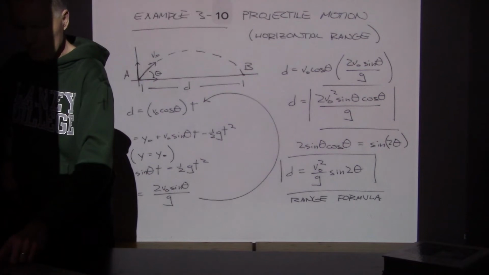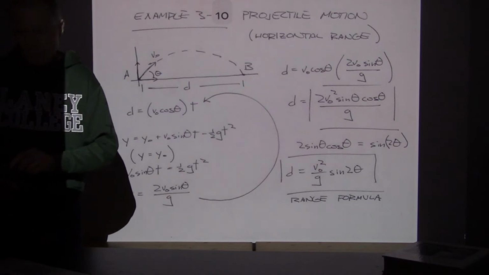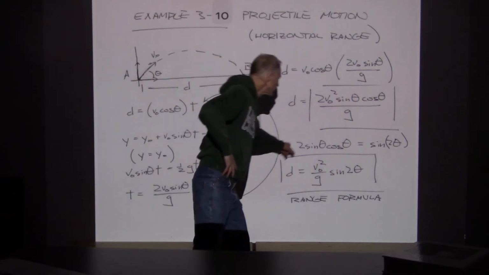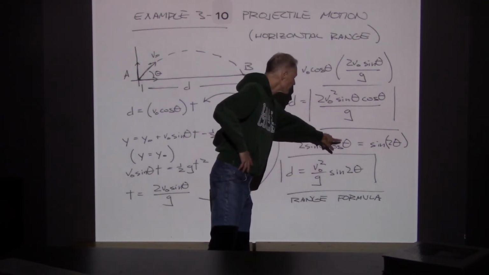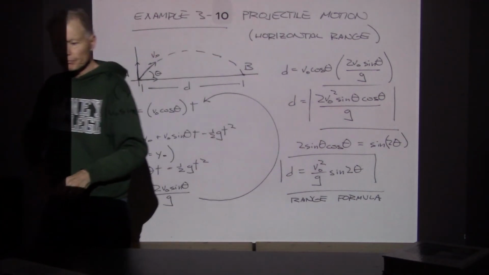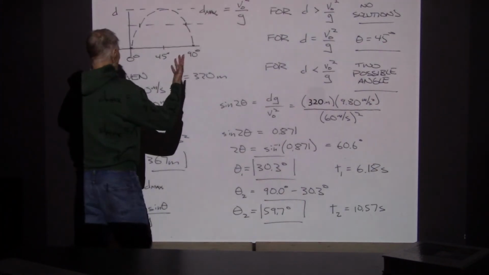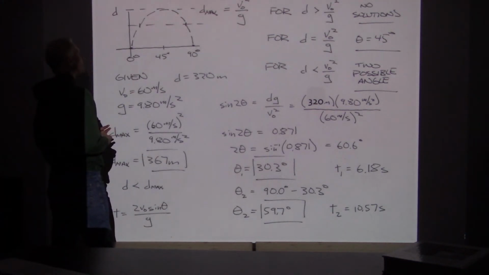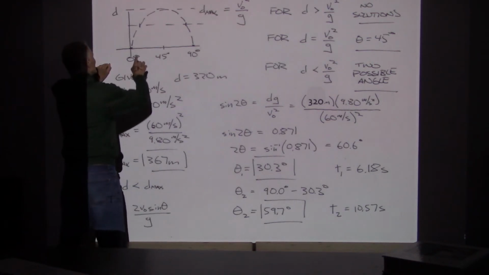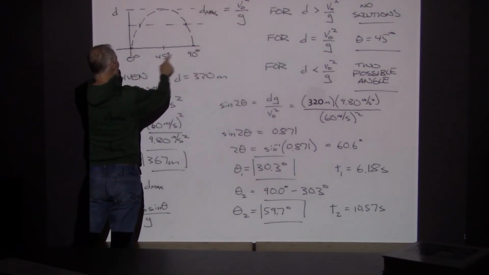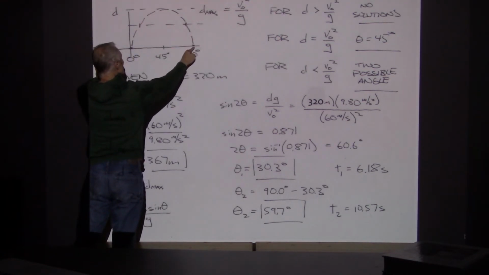Let's see what this formula is telling us. I took that very formula, the range formula, and I plotted d as a function of theta. And what you end up with, again, it's a parabola, but it's a different parabola from before. I'm sorry, it's not a parabola, it's a sine function. It's actually the sine of 2 theta. So the sine of 2 theta would look like this.